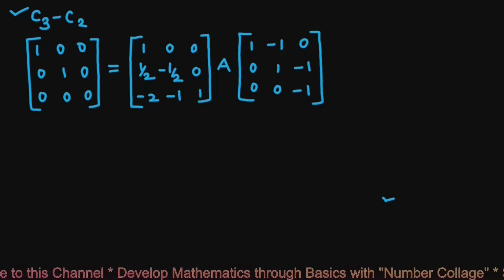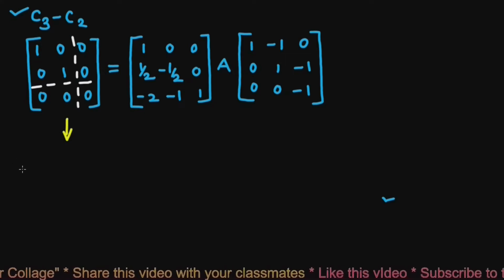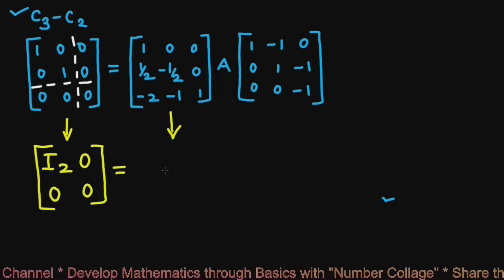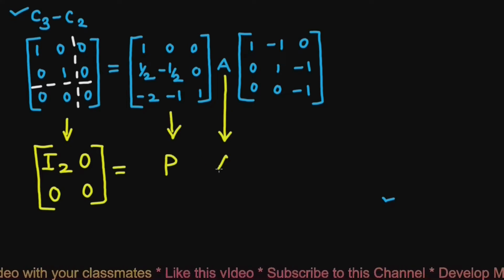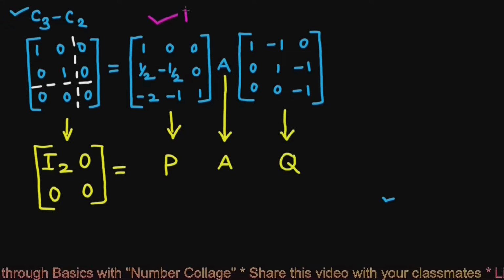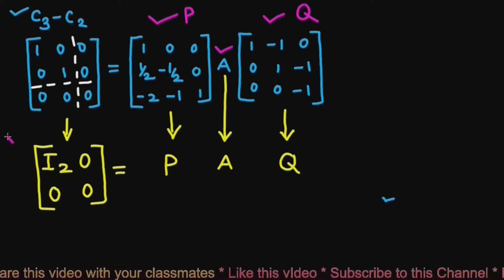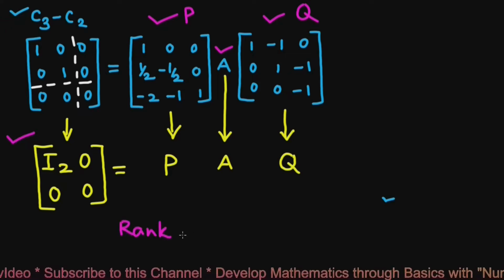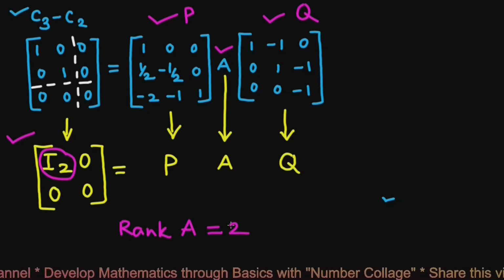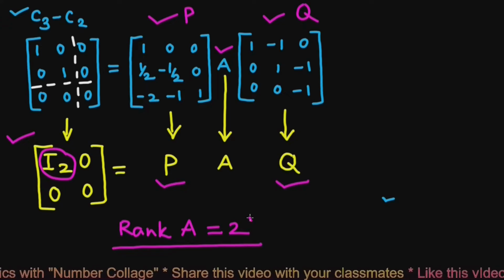We will demarcate the elements here like this. That gives us this equivalent A as I2 O O O equals, this will be matrix P, then this A, and this matrix Q. So therefore we got this matrix as P, this matrix as Q, and matrix A in the normal form, this. So we have rank of matrix A equals rank of this unit matrix, which is 2. So we got matrix P, matrix Q, and rank of matrix A, which is 2.